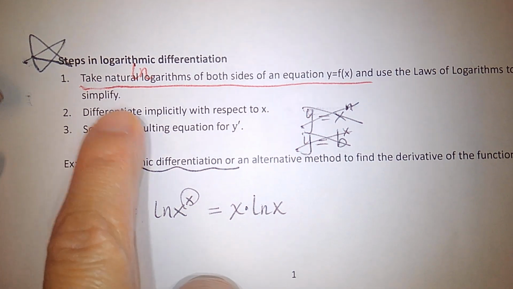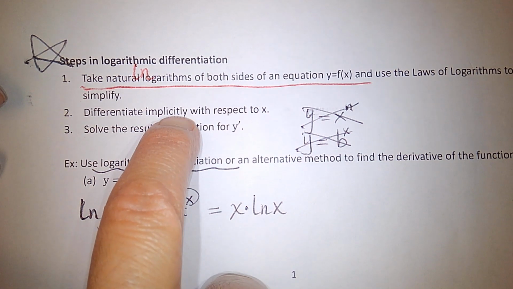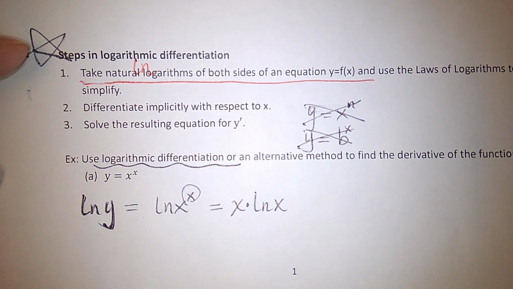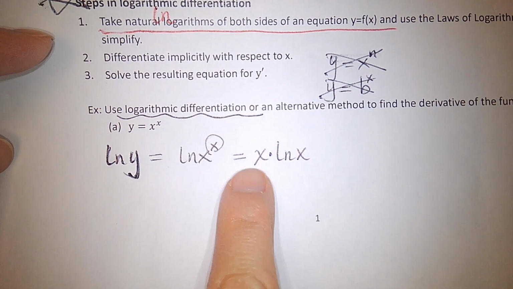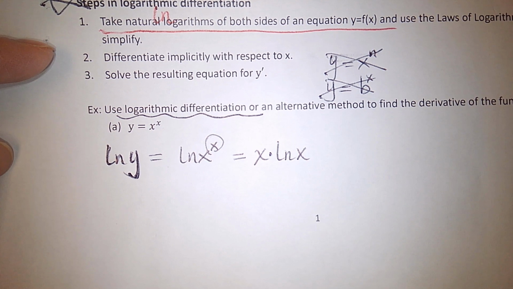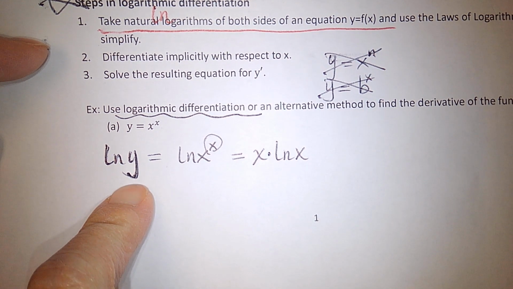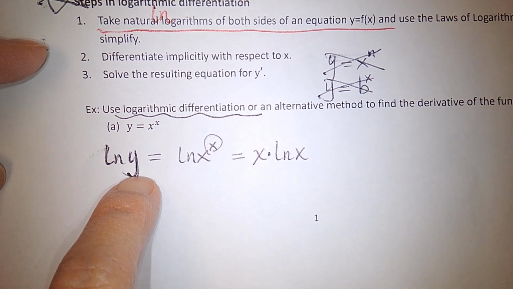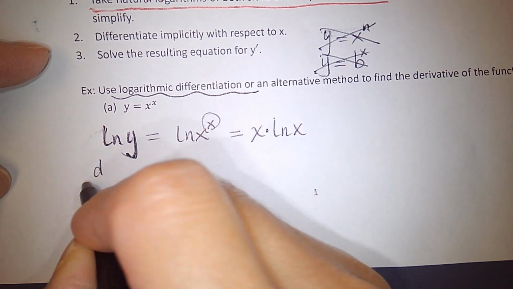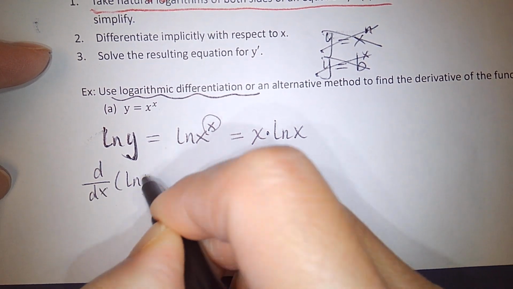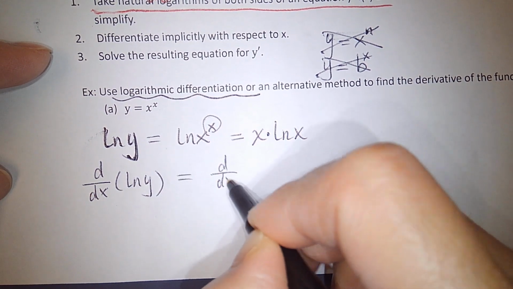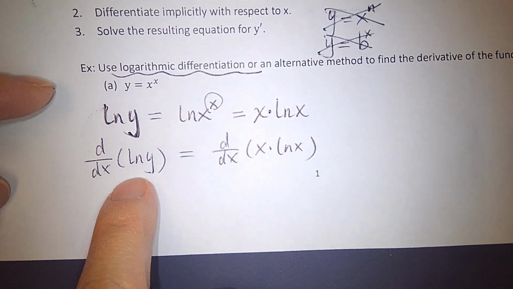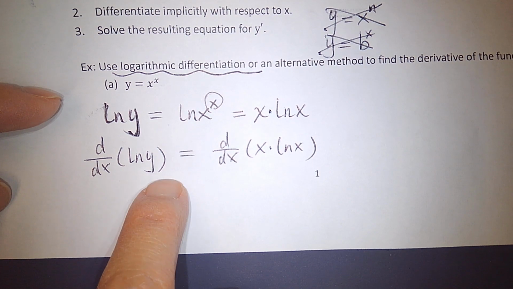Okay, step 2. Differentiate implicitly. Differentiate both sides with respect to x. Keep in mind that y is a function of x. So the derivative of ln y with respect to x. Let me write it this way, in case you forget later, x times ln x. So what is the derivative of ln y with respect to x?